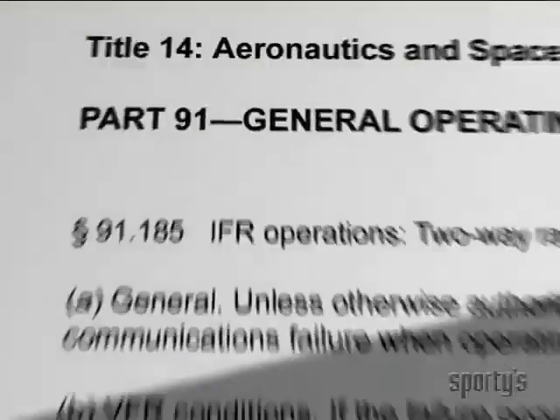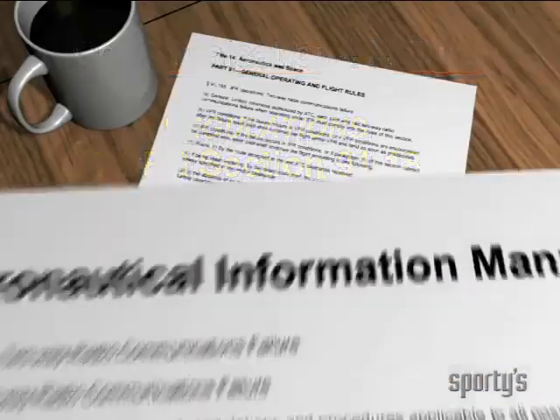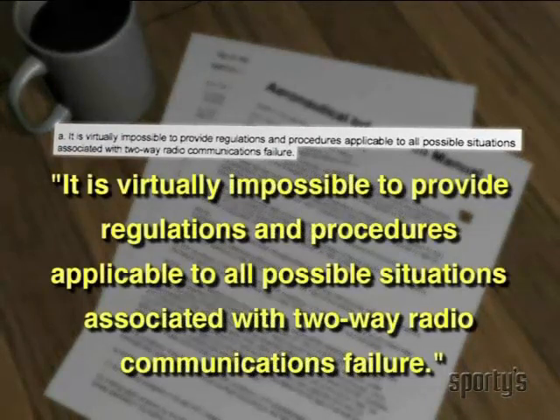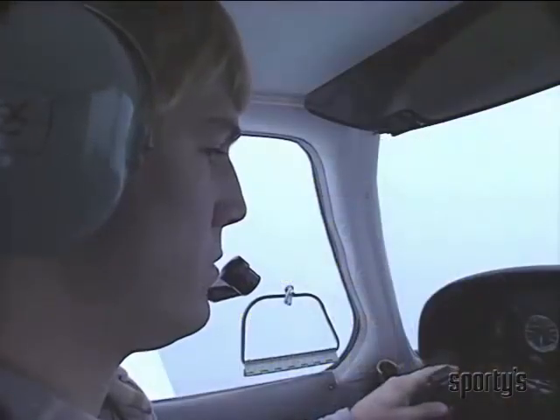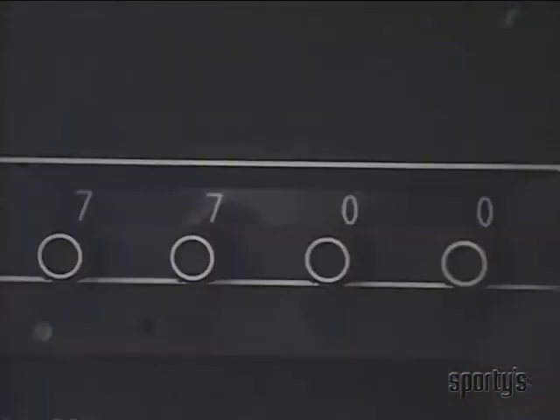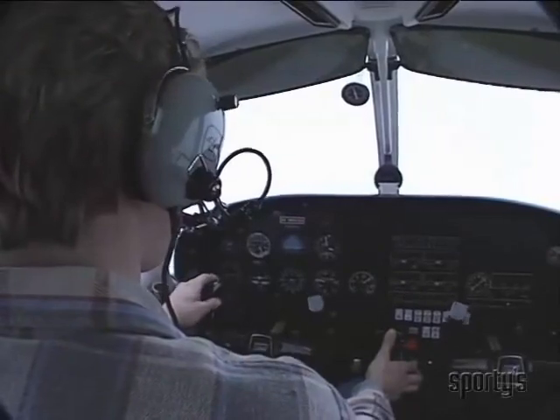FAR 91.185 defines on less than one page the actions we pilots should take in the event of a two-way radio communications failure. The AIM expands on these rules with the opening statement that it is virtually impossible to provide regulations and procedures applicable to all possible situations associated with two-way radio communications failure. When confronted with a situation not covered in the regulation, we pilots are expected to exercise good judgment. The AIM further states that pilots should not be reluctant to exercise the emergency authority that allows the pilot to deviate from the rules to the extent necessary to cope with the emergency.